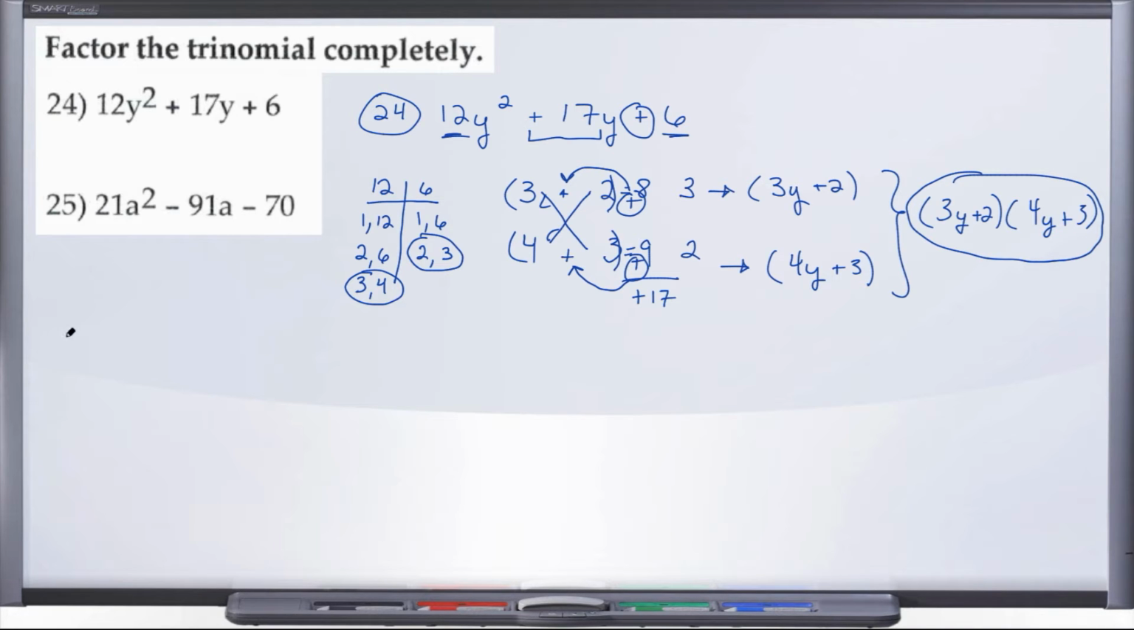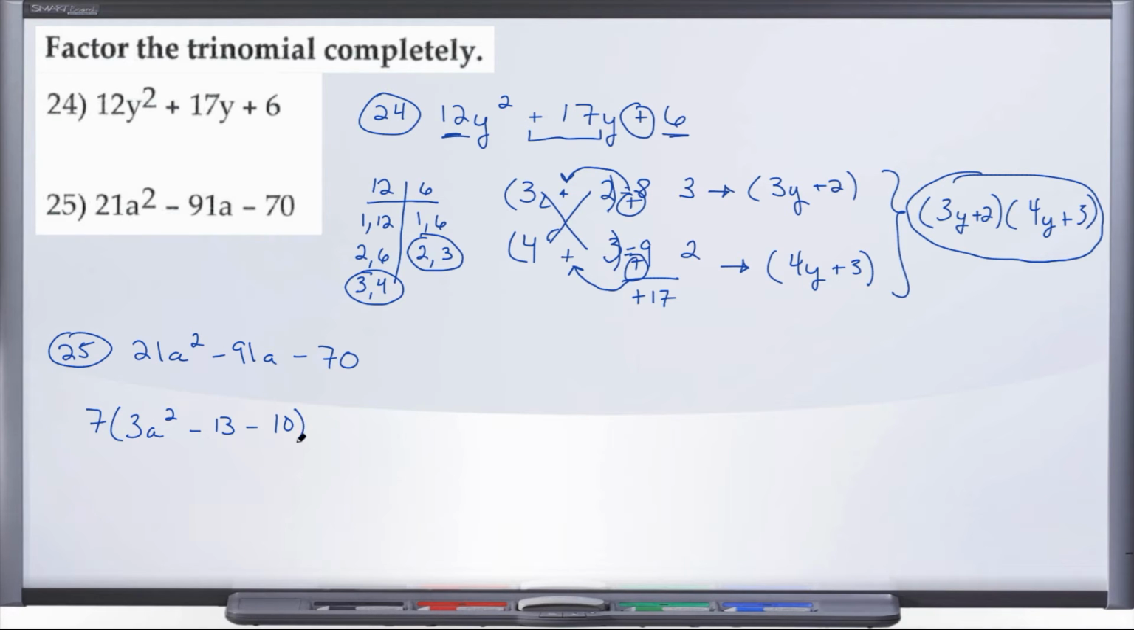All right, let's take a look at 25 and see what we have here. We are given 21a squared minus 91a minus 70. All right, well, question number 1, is there a GCF? Well, let's see. I think there is. I think we can take a 7 out of each of these terms, can't we? So if we pull a 7 out, that's going to leave us with 3a squared minus, and 7 goes into 91 13 times, minus, and 7 goes into 70 10 times.